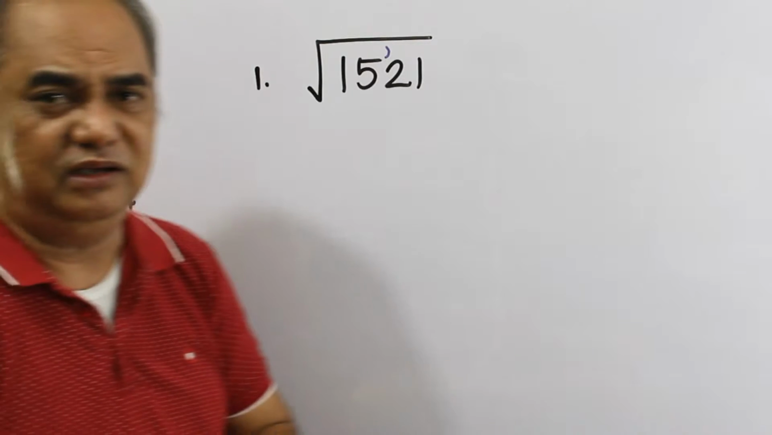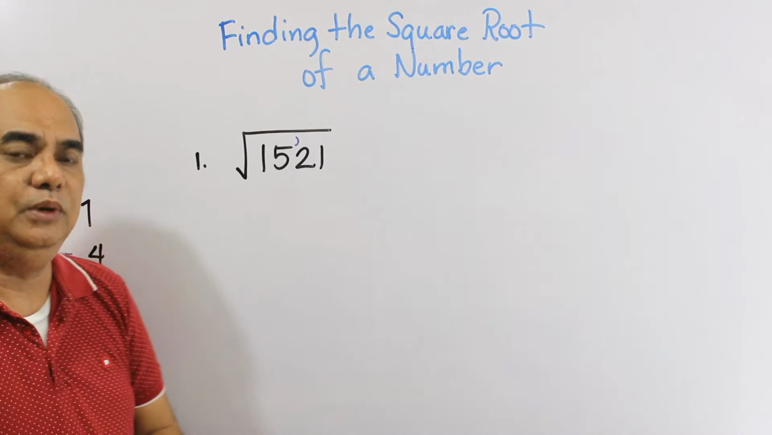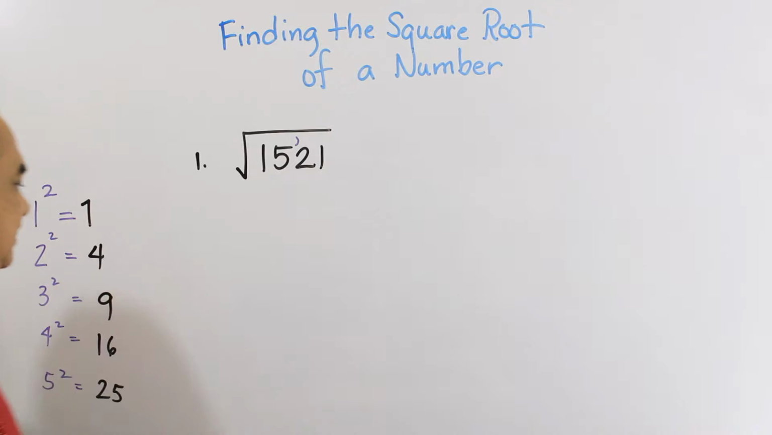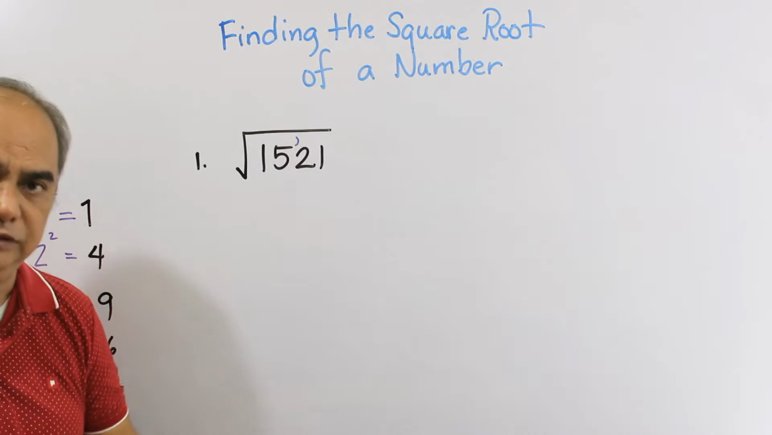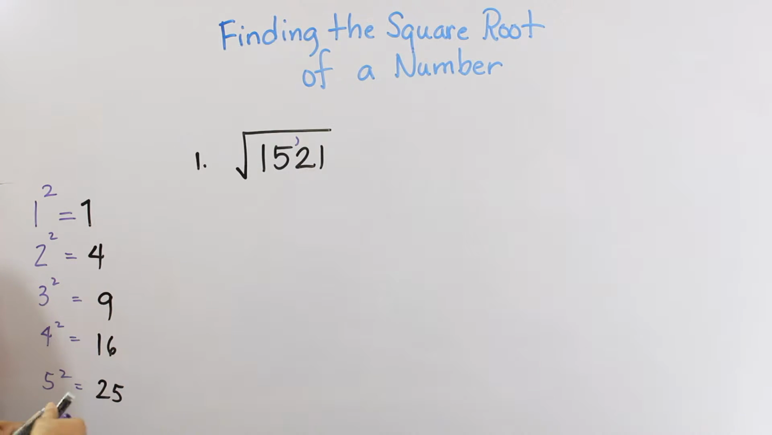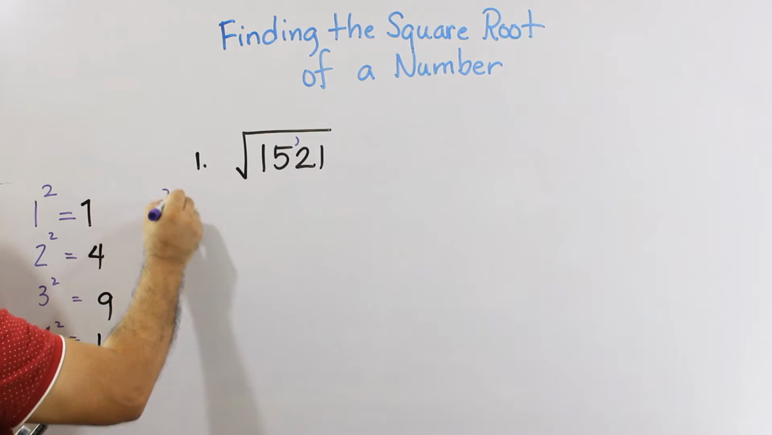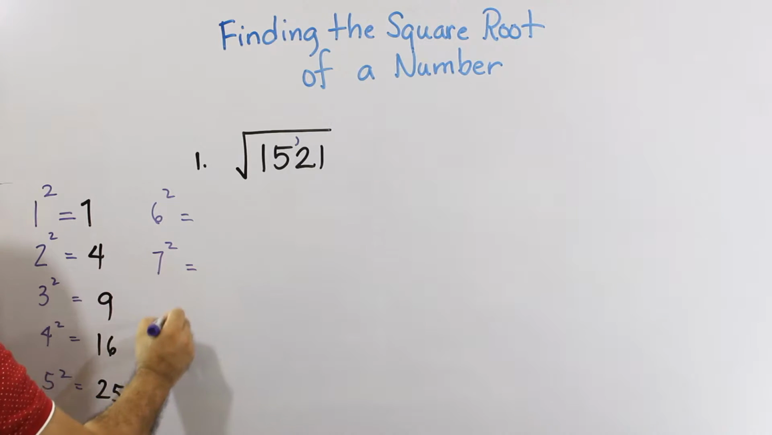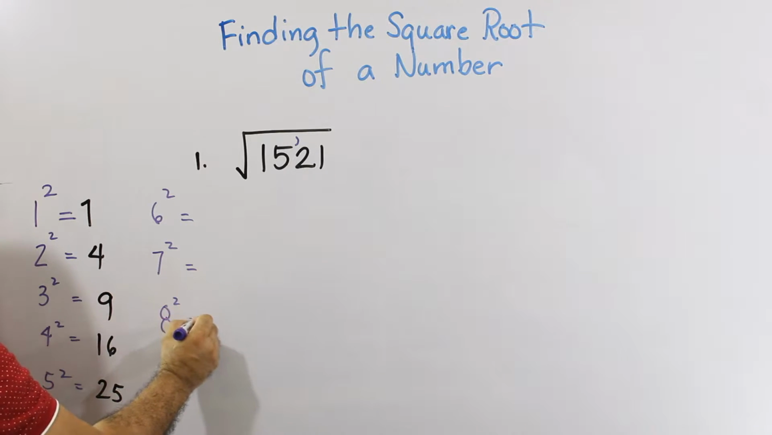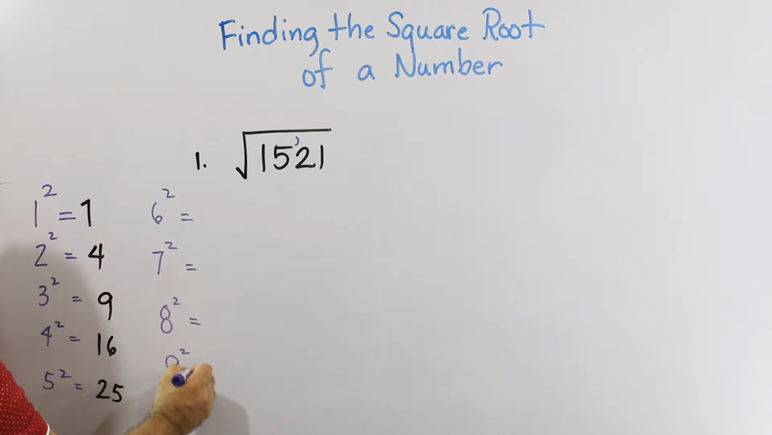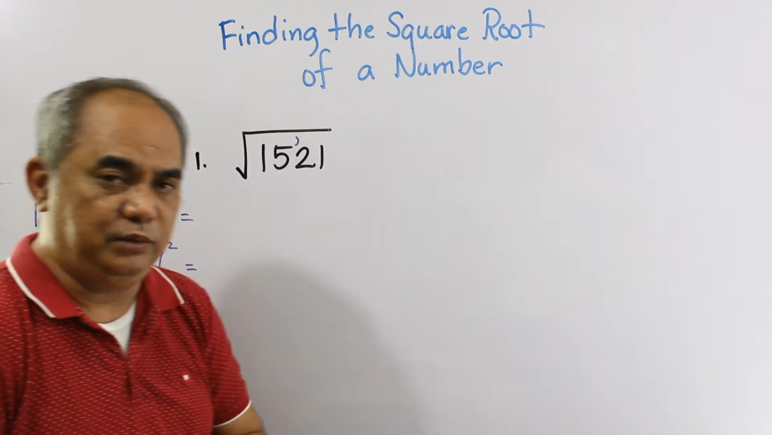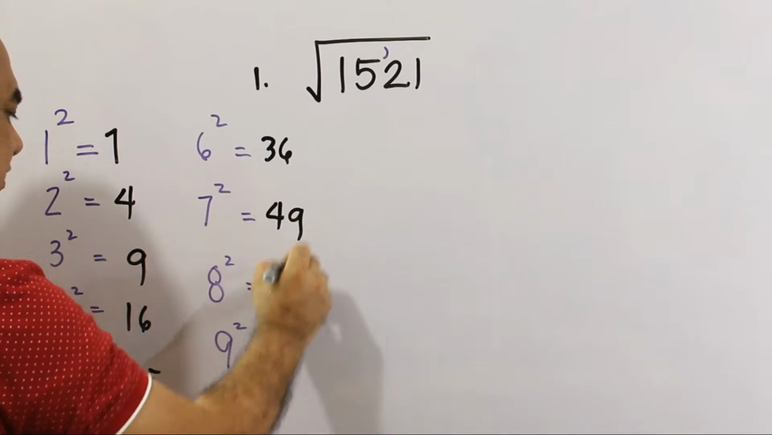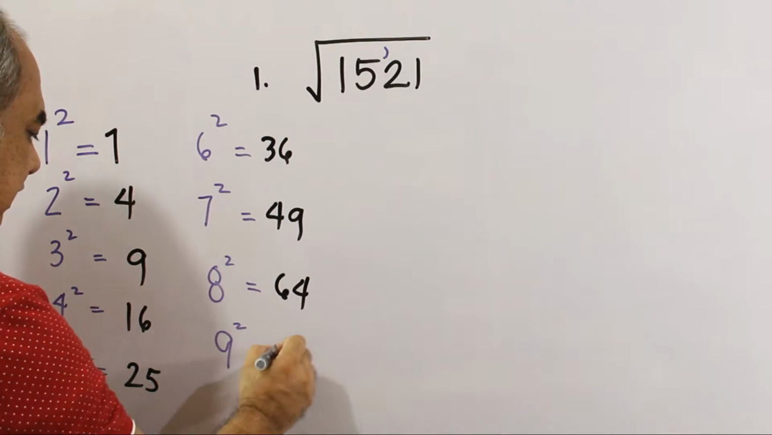Now, you might be thinking, why do I have to list this down? When we get the square root of a 4-digit number or more than 4 digits, this is very important in learning. Okay, let's continue. We now have 6 squared, 7 squared, 8 squared, and we stop here, 9 squared. Later, you will understand why we stop here. Here we have 36, 49, 64, and 81.